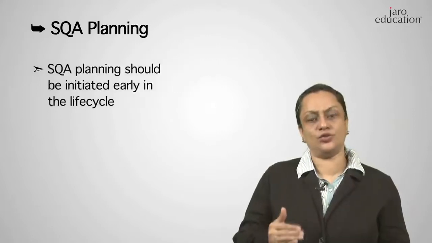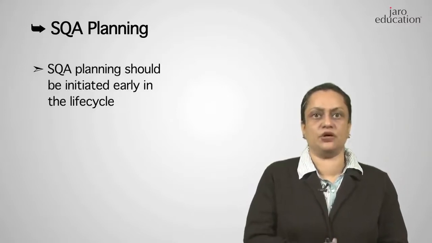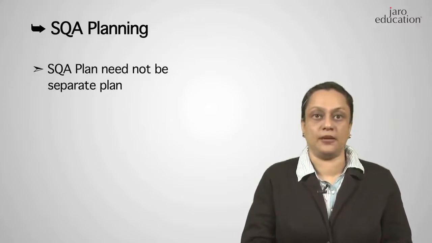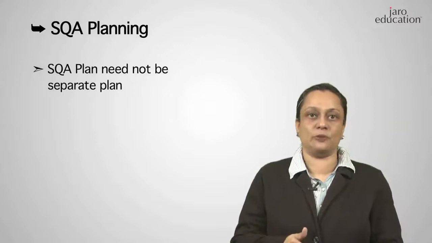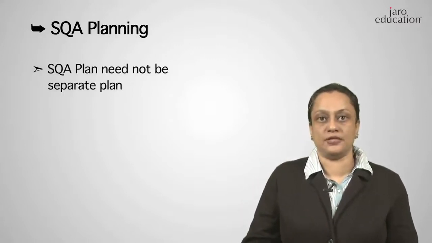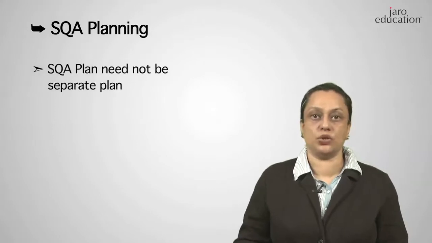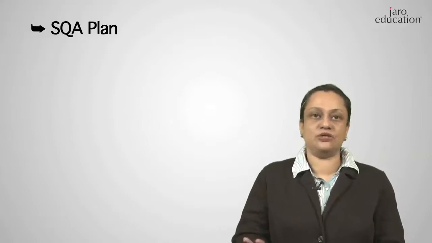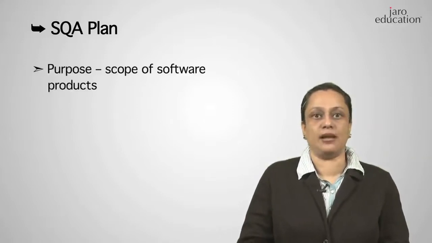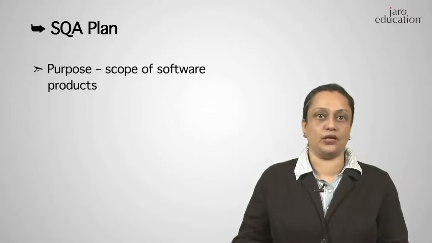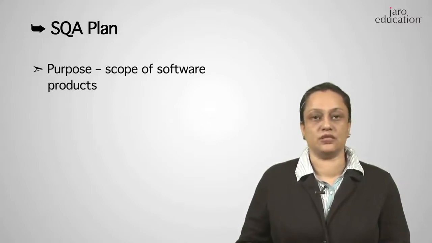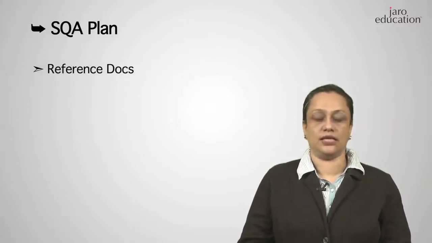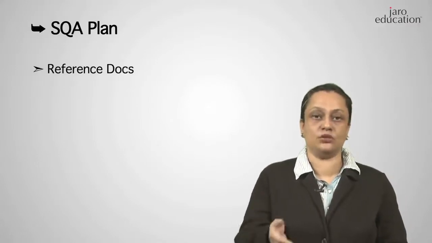So the SQA plan has to be done early in the life cycle, in the first phase of the project, where the project plan is being created. This plan may or may not be a separate plan. It could be part of the project plan, or it could also be an independent plan. That is up to the organization's QMS, how it's defined. What are the contents of an SQA plan? First and foremost, you define the purpose of the plan. What is the scope of the software products that you are going to review as part of the SQA activities? Secondly, you will list the different reference documents that are being used for the SQA plan. What are the documents you are referencing to come up with this plan?